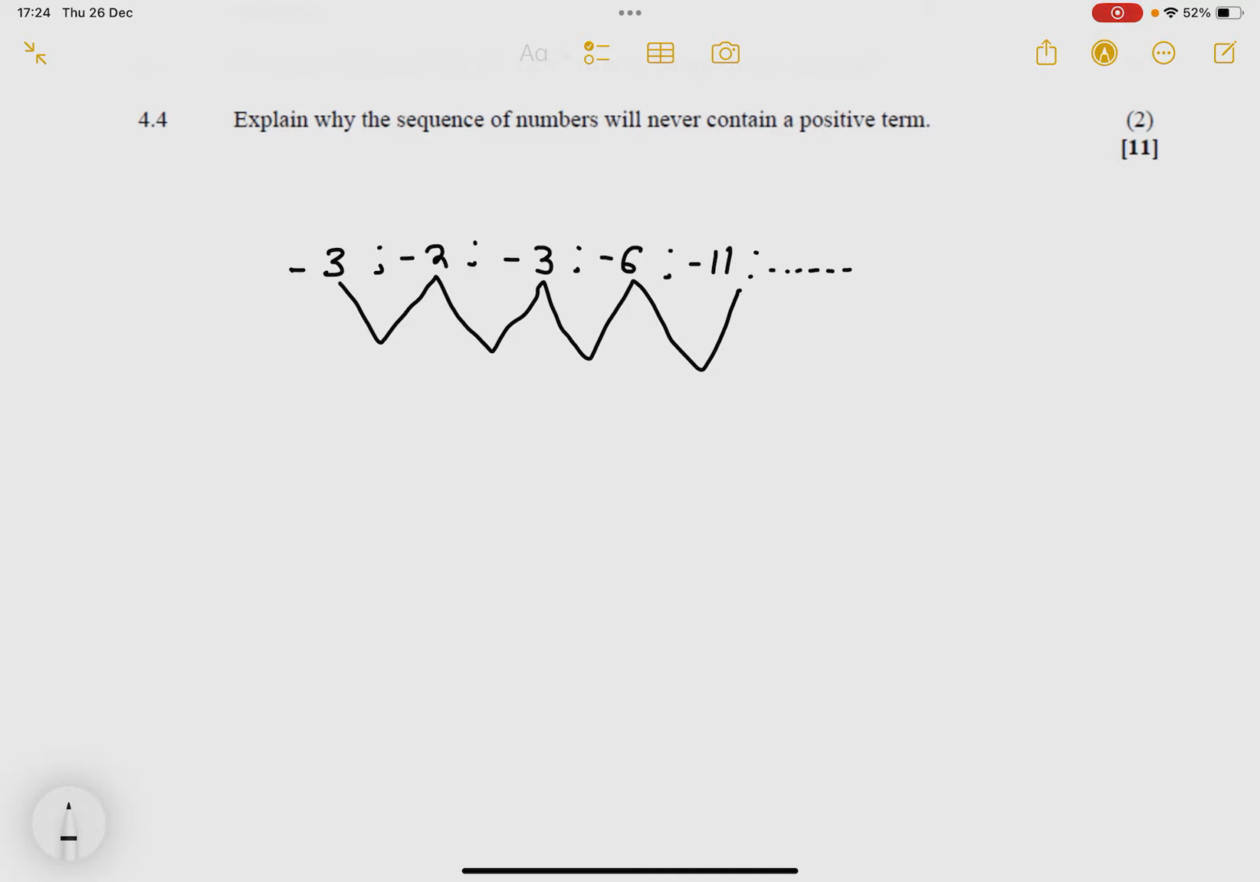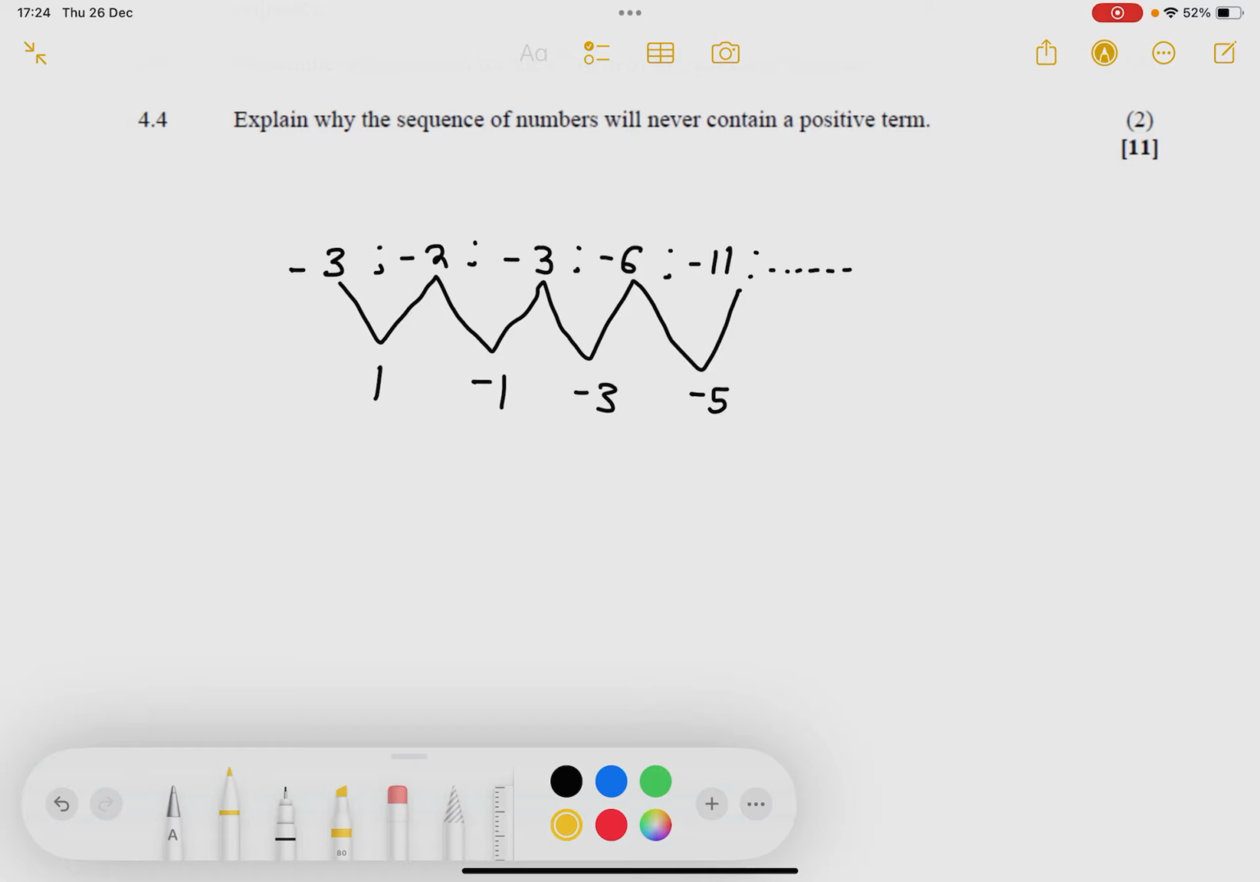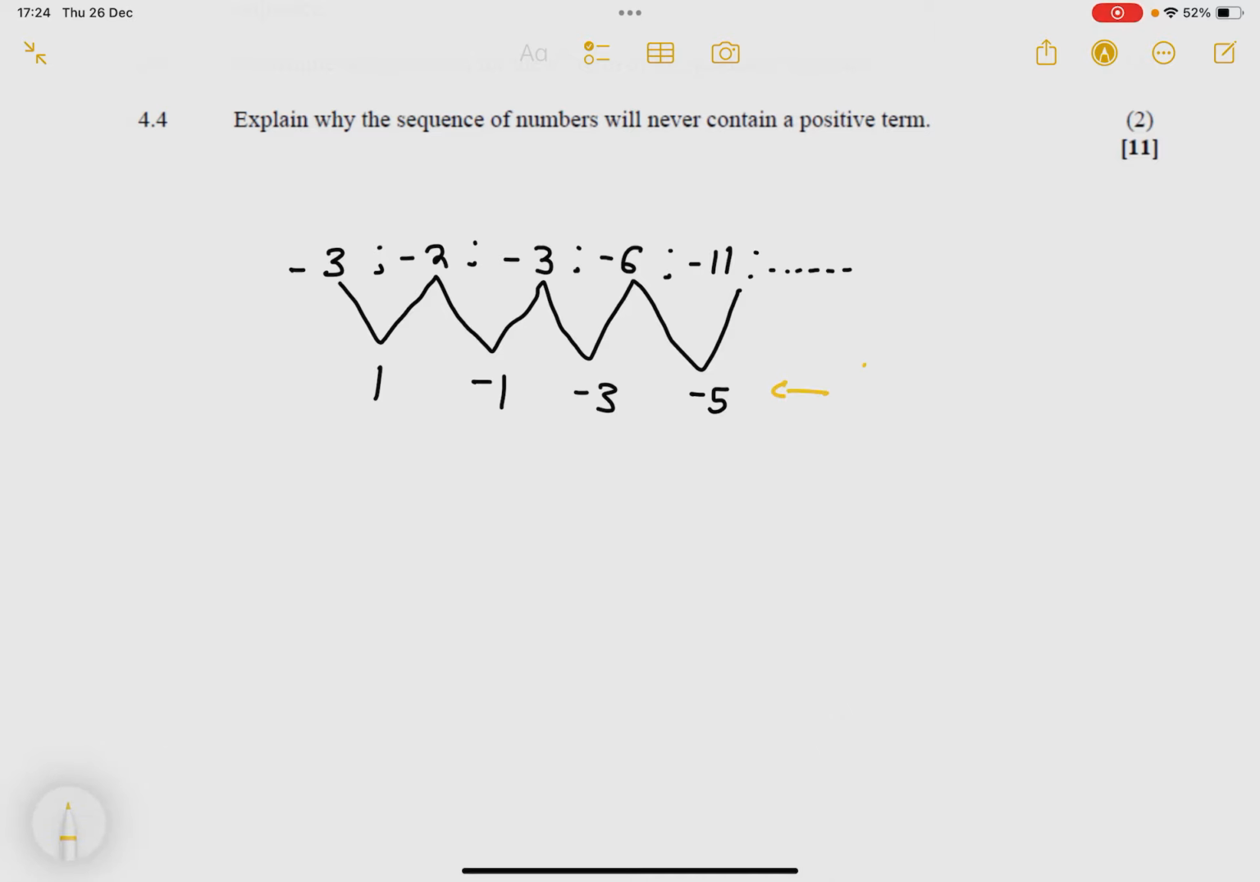So I'm going to start. What is minus 11 minus 6? It's going to be minus 5, right? And then what is minus 6 minus 3? It's going to be minus 3. And then what is minus 3 minus 2? It's going to be minus 1. And what is minus 2 minus 3? Just going to be 1. And this is the first difference that they were referring to. I remember talking about this. This is the first difference, and the first difference forms an arithmetic sequence, right?